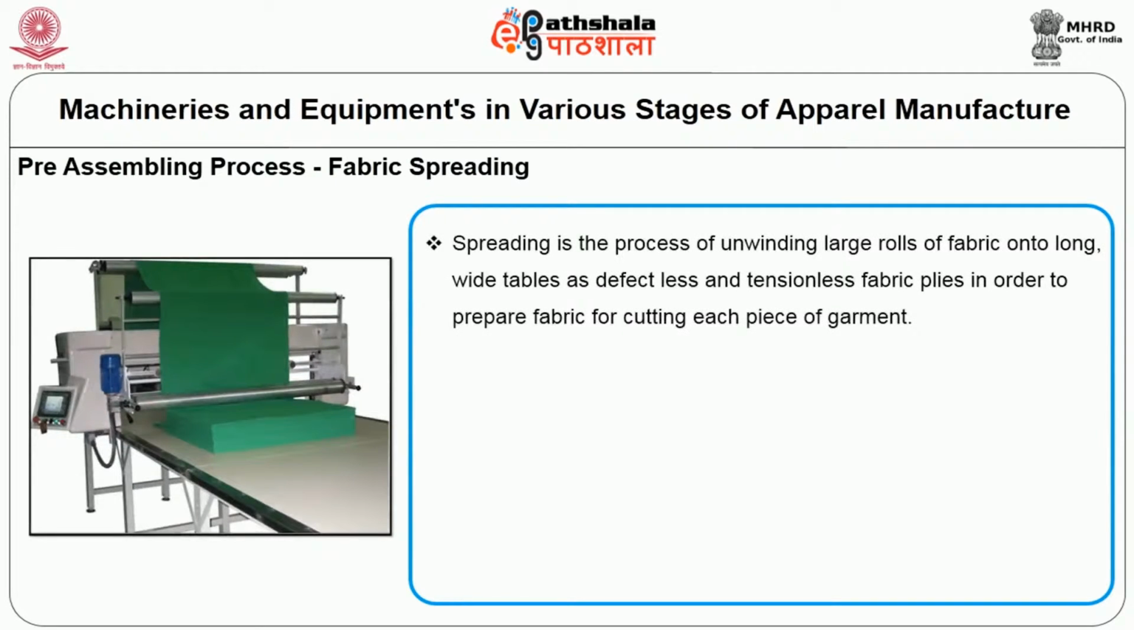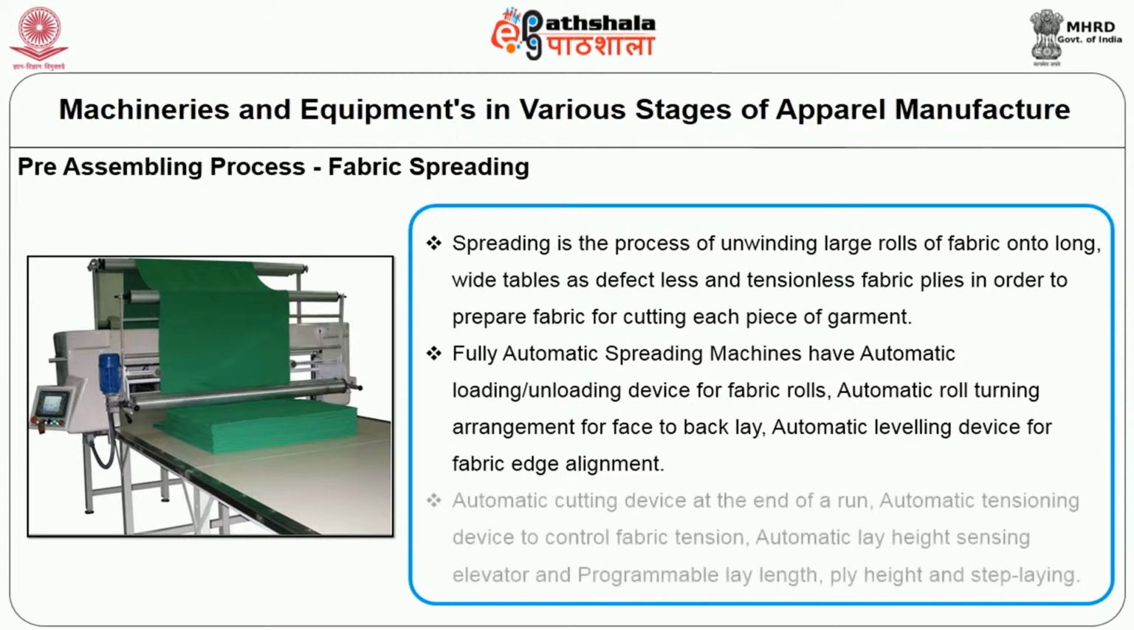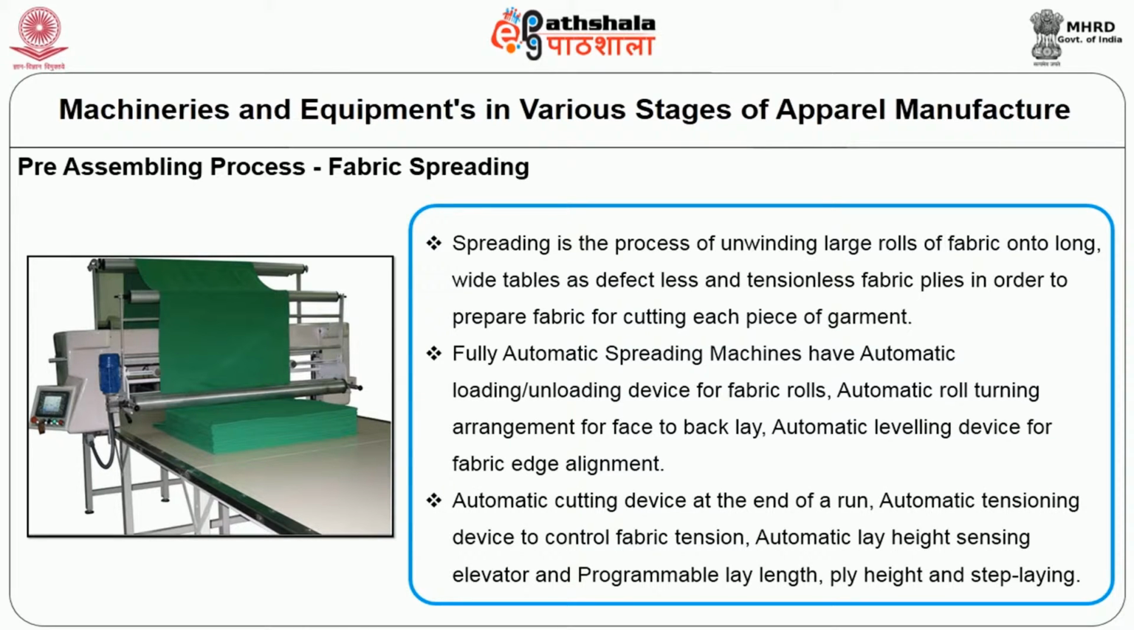Spreading is a process of unwinding large rolls of fabric onto long, wide tables as defectless and tensionless fabric plies in order to prepare the fabric for cutting each piece of a garment. Fully automatic spreading machines have an automatic loading or unloading device for fabric rolls, automatic roll turning arrangement for face to back lay, automatic leveling device for fabric edge alignment, automatic cutting device at the end of a run, automatic tensioning device to control the fabric tension, automatic lay height sensing elevator, and programmable lay length, ply height, and step laying. So all these are available in an automatic spreading machine. That figure shows an example of a spreading machine.